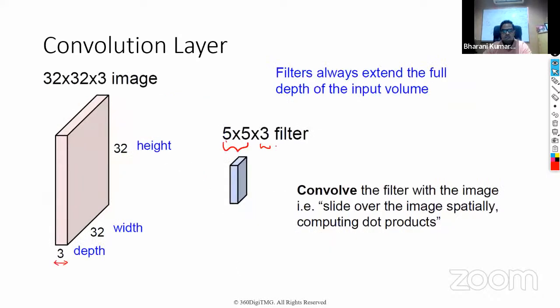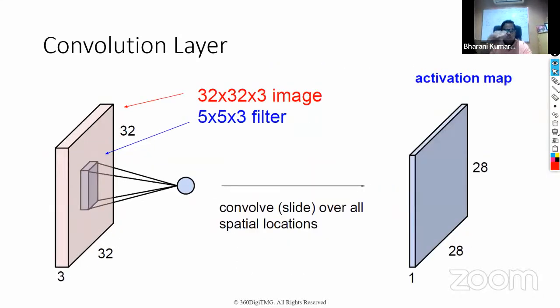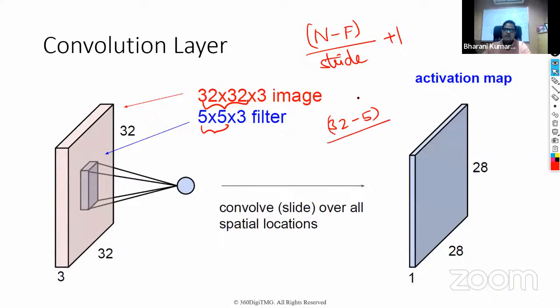And on similar lines, when you apply a 5 by 5 filter on a 32 by 32 image, it's (n minus f) divided by stride plus 1. N is 32. Filter is 5. Divided by stride, which is 1, plus 1. So you get 27 plus 1, which is 28. So you get a final image of size 28 by 28.